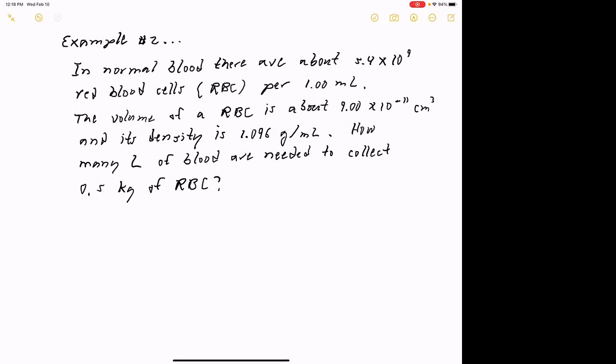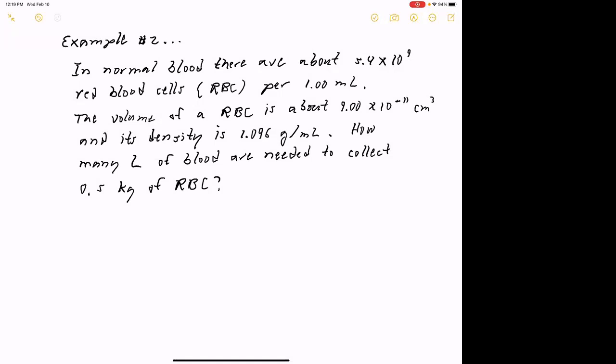So in normal blood, there are about 5.4 times 10 to the 9th red blood cells, which I'll call RBCs, per 1 milliliter. That looks kind of like a concentration, doesn't it? It's not a mass percent, but it's basically telling me how many red blood cells I've got per 1 milliliter of whole blood. That's concentration. It says the volume of a single red blood cell is about 9.00 times 10 to the minus 11 cubic centimeters, and its density is 1.096 grams per milliliter.